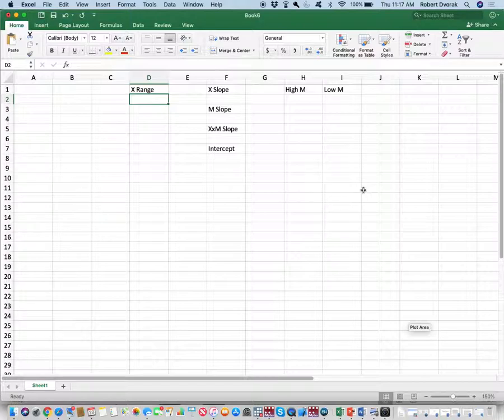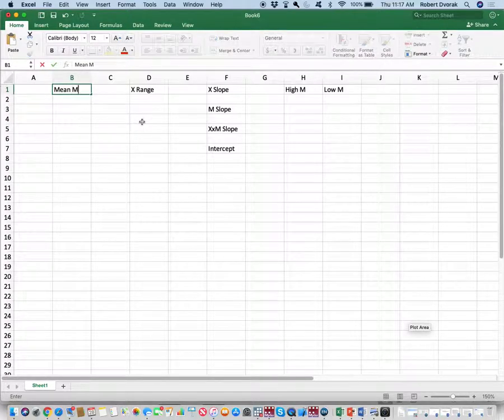Now the wonderful thing with Excel is we don't have to go back and forth calculating high and low levels and run a new analysis each time. We can use our slopes and we can say that those slopes change as a function of whatever. So what we're going to do here is we're going to call this mean m. And in mean m, m is set to 0, right?